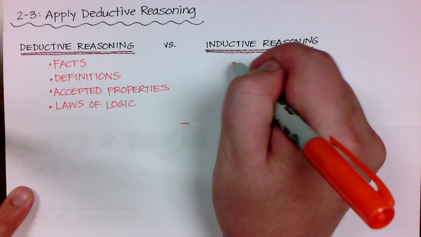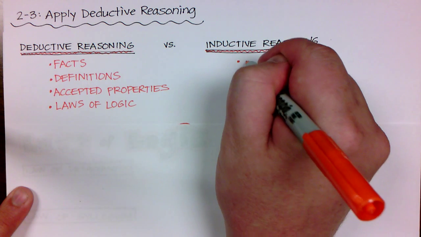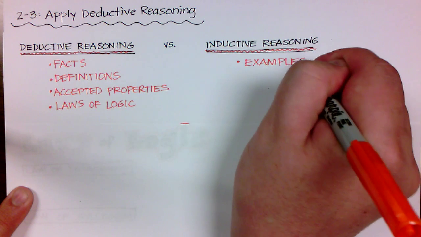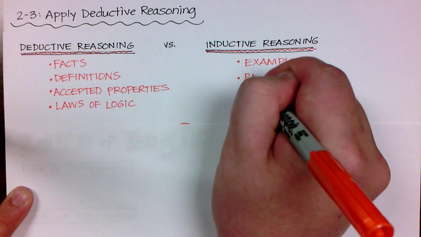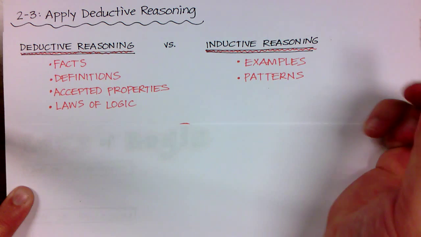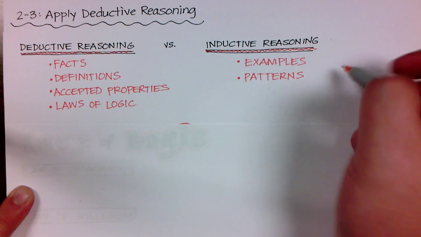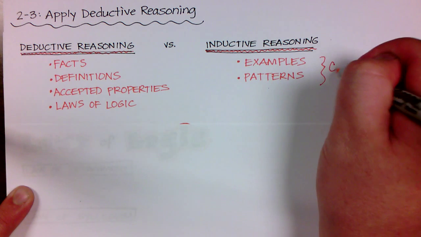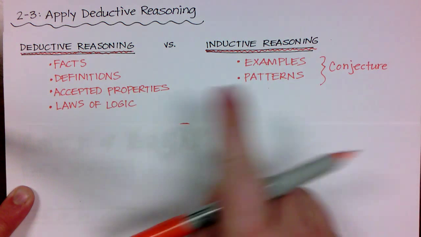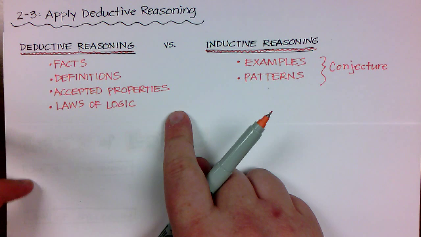Where for inductive reasoning, we would make our conjecture just simply based on examples and patterns. So it wasn't necessarily anything that we could prove, but it was more what we could look at, and this is what we based our conjecture on. So we've already worked on inductive reasoning. Let's work on deductive reasoning today.